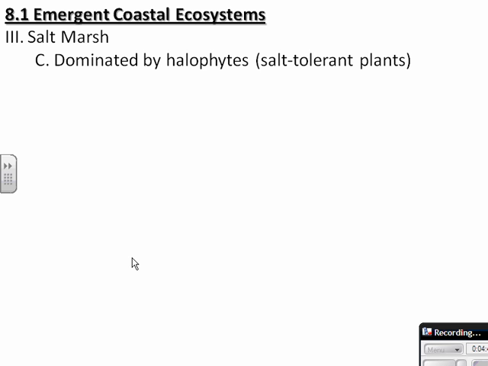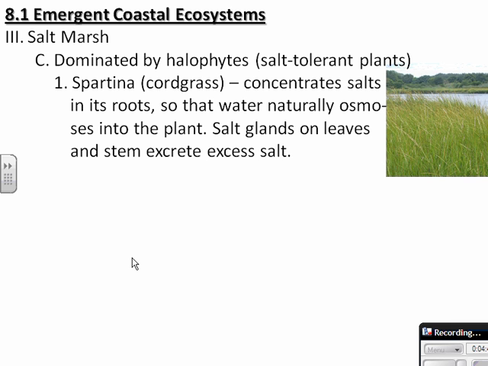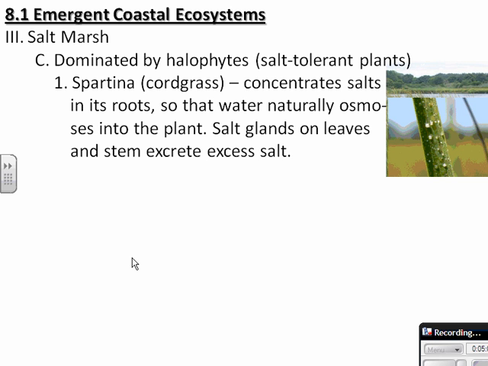These, of course, as was mentioned, are dominated by salt-tolerant plants. The foremost one is called Spartina, commonly called cordgrass. This can live in saltwater because it actually concentrates salts within its roots, and that just allows water to naturally osmose into the plant. Now, these also will get rid of excess salt from the leaves by simply secreting it, and you often will see that these have salt crystals growing on them.